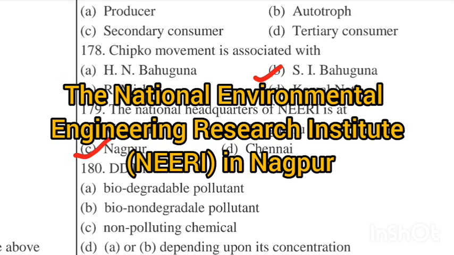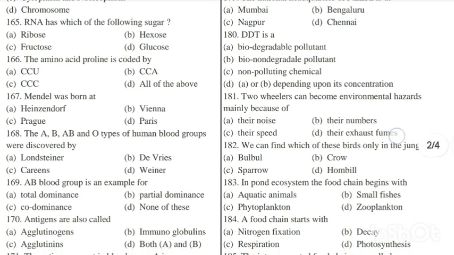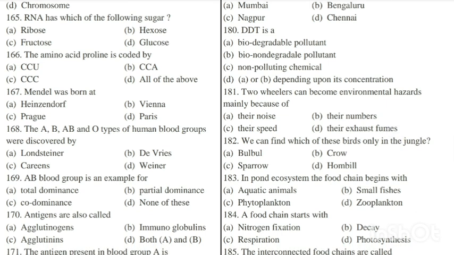The next question is, DDT is a non-degradable pollutant. Actually it is a non-biodegradable pollutant. So option B is the correct one. Next question, two-wheelers can become environmental hazards mainly because of the exhaust fumes. It secretes very toxic gases to the environment which create pollution.